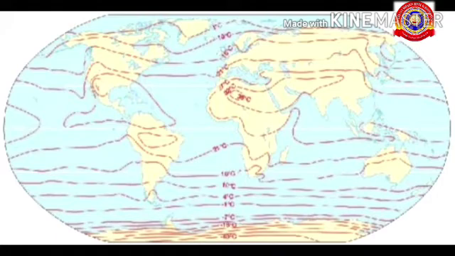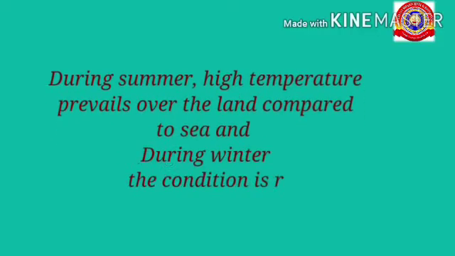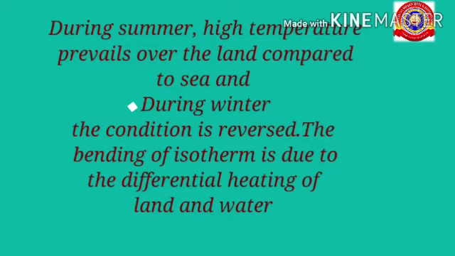Next, global distribution of temperature. The smooth curved lines represent the temperature recorded at different places throughout the Earth's surface. These lines are called isotherms. During summer, the high temperature prevails over the land compared to the sea, and during winter, the condition is reversed. The bending of isotherms is due to the differential heating of land and water.